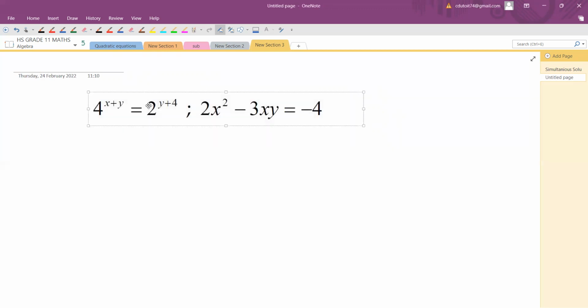Okay, there's your two equations. They're just written. It's interesting. So the first equation is 4 to the power of x plus y, and that equals 2 to the power of y plus 4. That's your first equation. And the second equation is 2x squared minus 3xy, and that equals -4. All right. Quickly write that down, and then you just think, which of these two equations are you going to use first?